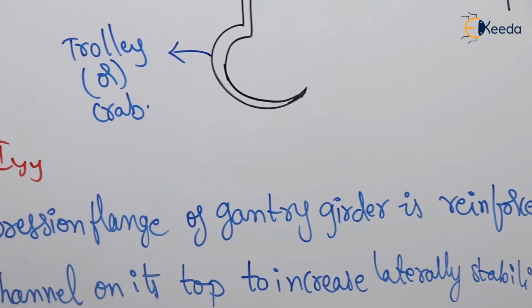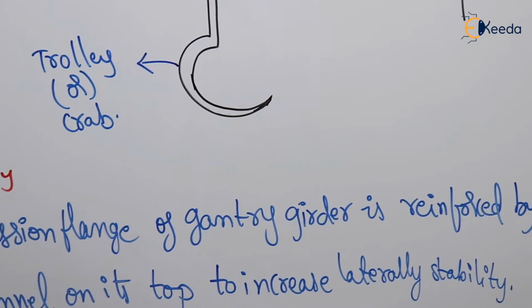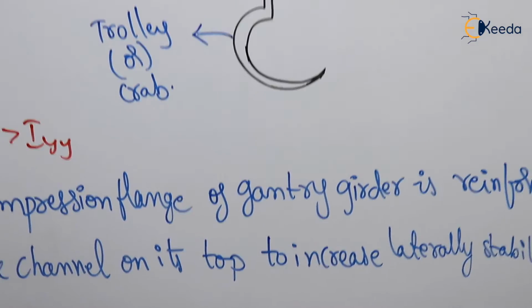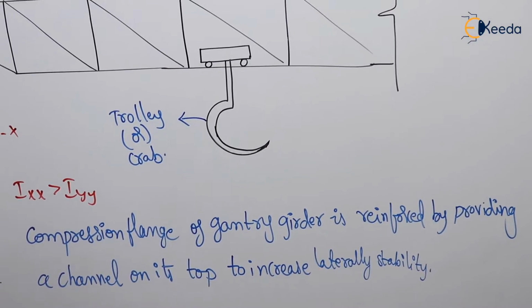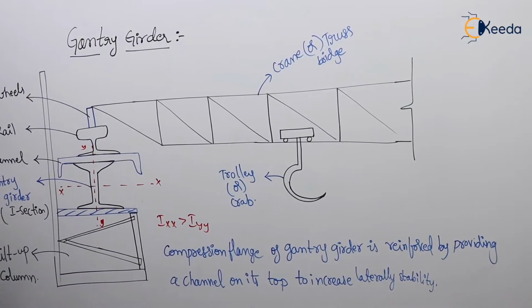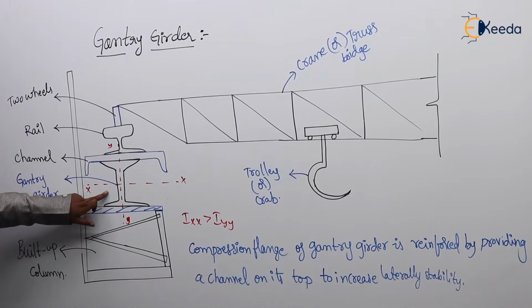So take it down. So this is a diagram of the gantry girder. Obviously, this is the gantry girder which is going to take the loads. So first you take the diagram, later I'll explain how many types of loads are coming onto this gantry girder. Once again I explain the diagram, listen. So this is the built-up column. On the built-up column we have placed the gantry girder I section.